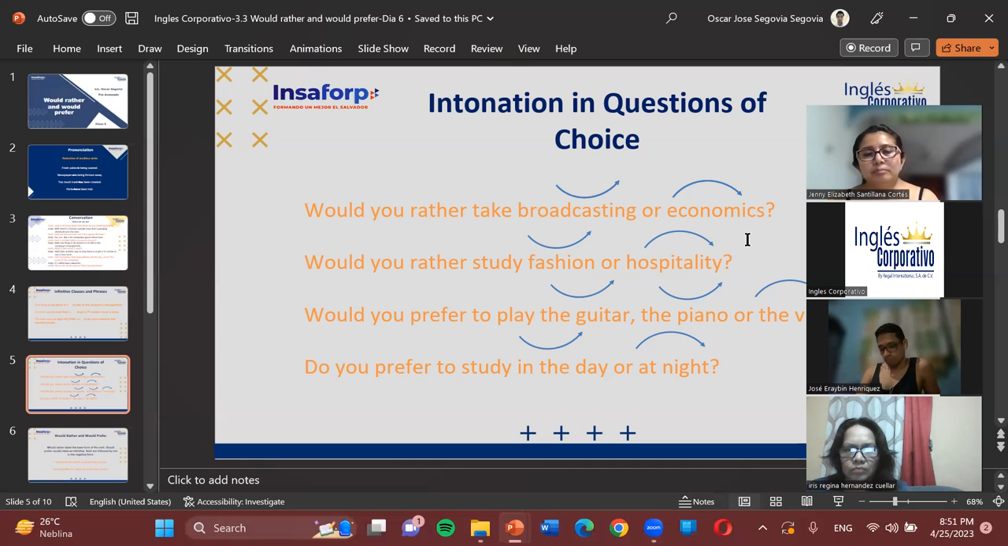En cambio, si ustedes la presentan, broadcasting or economics, suena como bastante fuerte al final, lo que hace que la pregunta suene un poco fuerte también. Entonces, a lo que ayuda más que todo es a eso, ¿verdad? A que la pregunta suene más suave, suene más acogedora, como dije anteriormente.